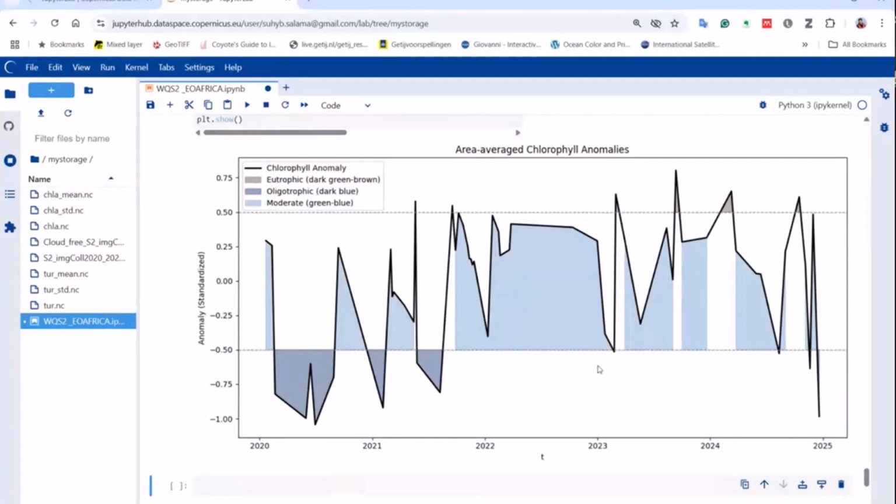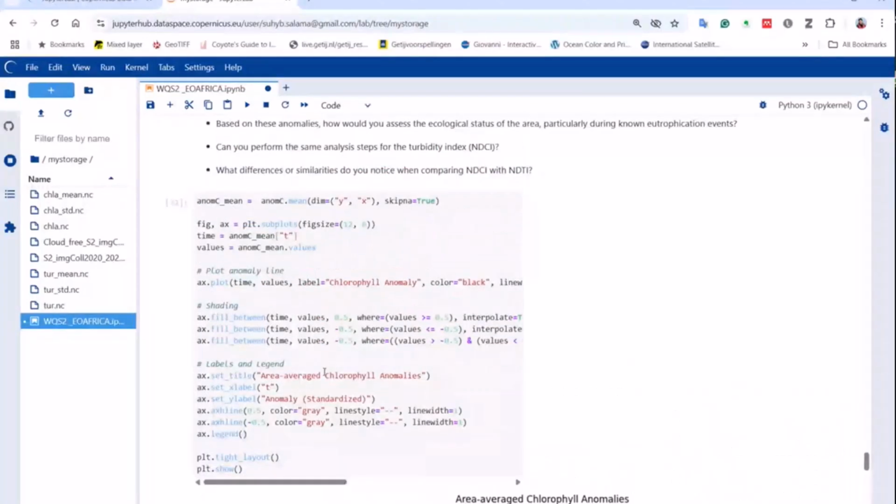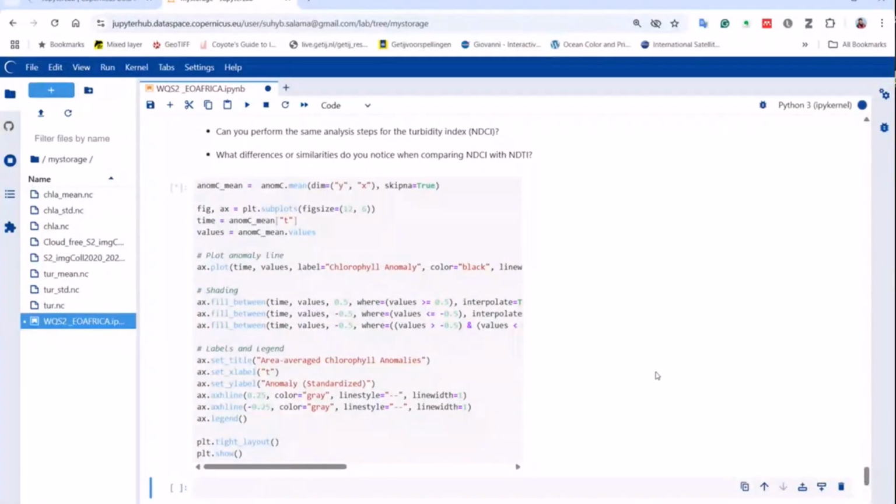I tried to calculate these anomalies for the whole years and look at plus or minus 1 standard deviation. You can relax this a little bit, for instance, to 0.25. So this is the same as my figure.